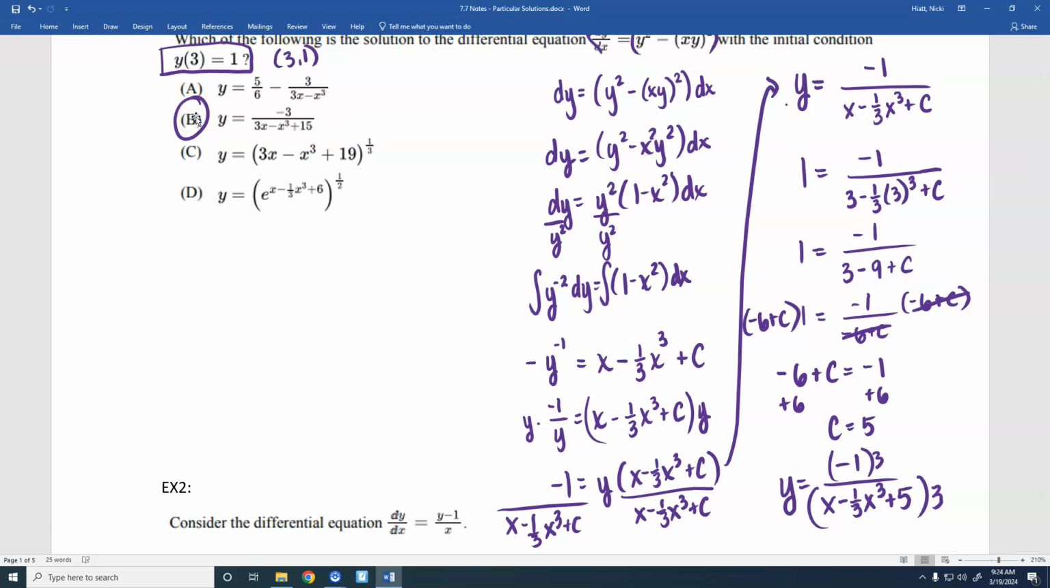Again, on a free response, I would not even encourage you to do that because you might mess it up and then you might lose the point.